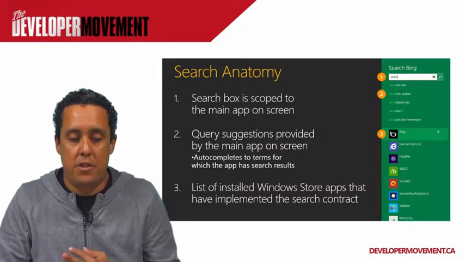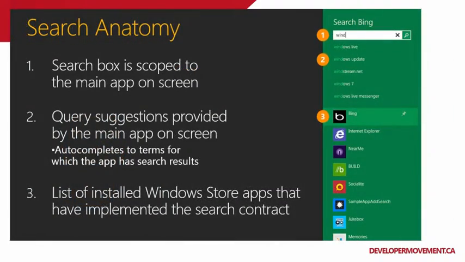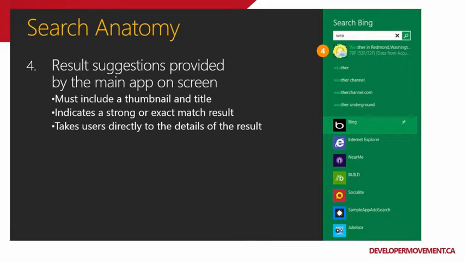For example, here's the search anatomy of when the search is open. Number one, the search box is scoped to the main screen, for example here it's for Bing. As you start typing, query suggestions, so autocompletes, start happening. It will also list the installed Windows Store apps that have implemented the search contract. So if you implement the search contract, it gives your application a little more exposure to the user, and it will show up in the list of installed apps. And then there are suggestions provided by the main app on the screen.